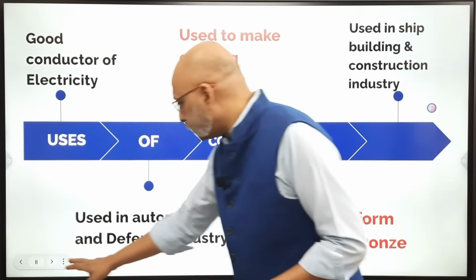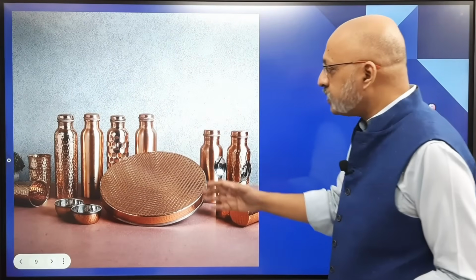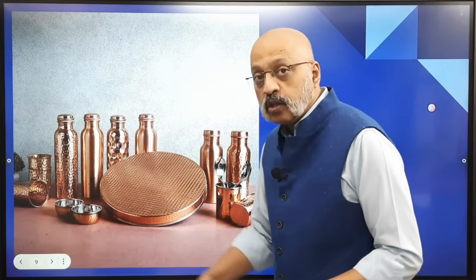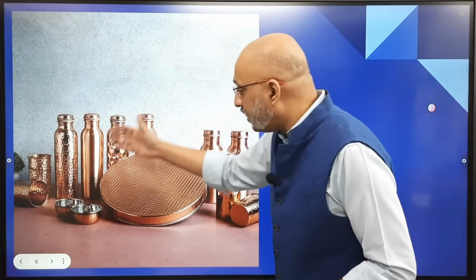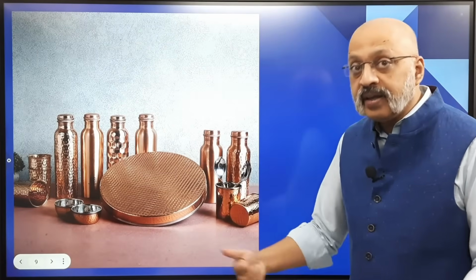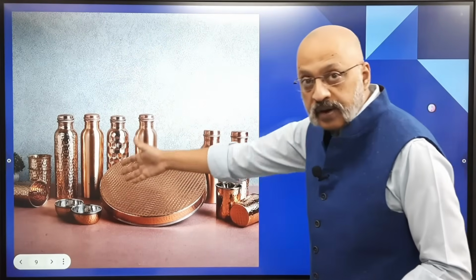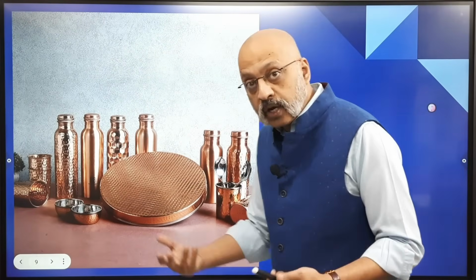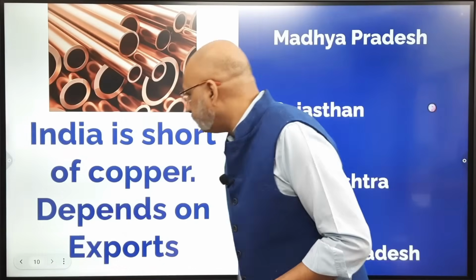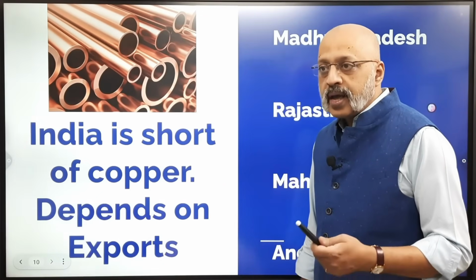copper is used. Now, in fact, you would have heard it at home also. People say that you should drink from copper pitchers, copper vessels, right? The water is of good quality when it is stored in these kinds of copper flasks, right? So that has now become rather trendy and fashionable for people in urban areas, that they need to use this copper flask in order to drink any kind of fluid, especially water. Okay. India is short of copper and it depends largely on imports.